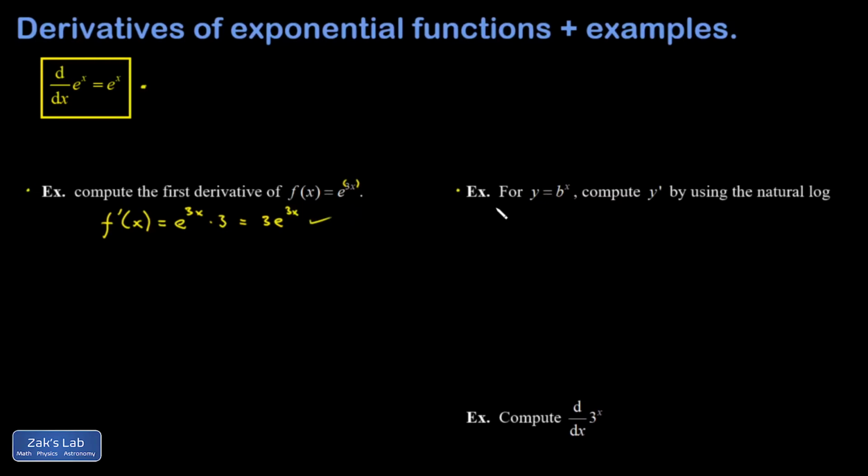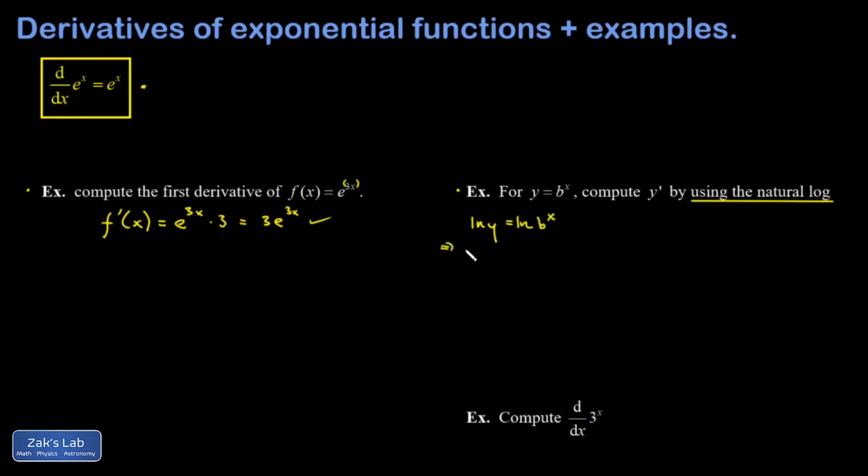In the next example, we're really asked to derive: how do you find the derivative of an exponential function with a non-standard base? And I suggested using a natural log here. So the idea is natural logs are very good at giving you access to exponents. So what if we just took the natural log of both sides? y is equal to b to the x. Let's take the natural log of both sides.